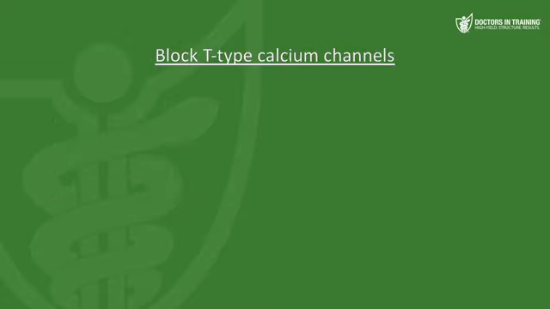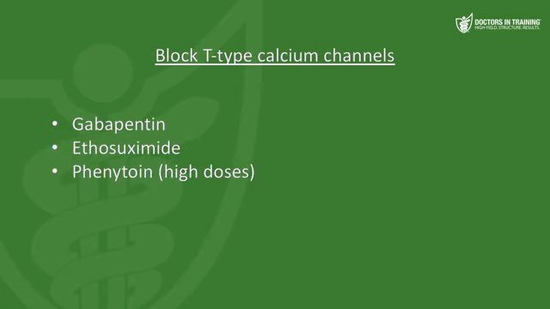And then the third mechanism is blockade of T-type calcium channels. Again, simply speaking, these drugs decrease the neuronal action potentials. These drugs include gabapentin, ethosuximide, and at very high doses, phenytoin. I would try to remember which group of drug falls into each category, and you'll notice that there are a few that fall into multiple categories.